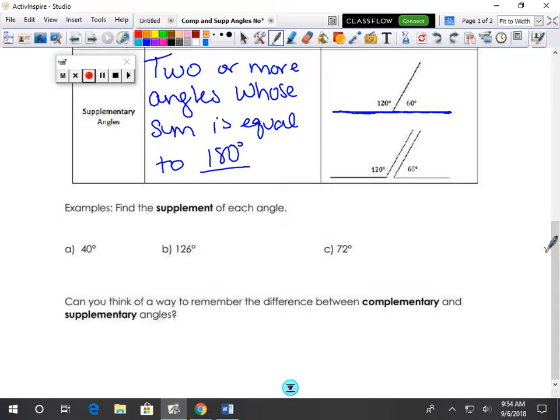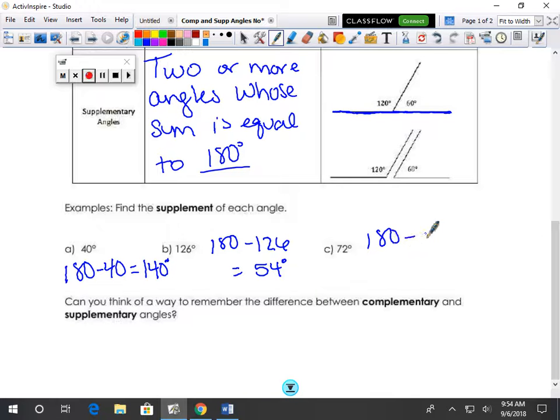Looking at the examples here, for the supplement of 40 degrees, I would do 180 minus 40, which gives me 140. So the supplement to 40 is 140. The supplement to 126 would be 54. Again, I do 180 minus 126, and that would give me 54 degrees. And the supplement to 72 is 108. Once again, 180 minus 72 equals 108.